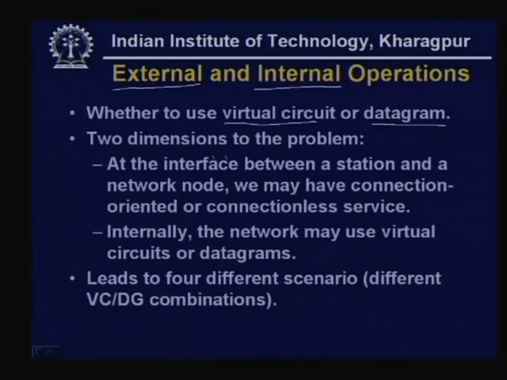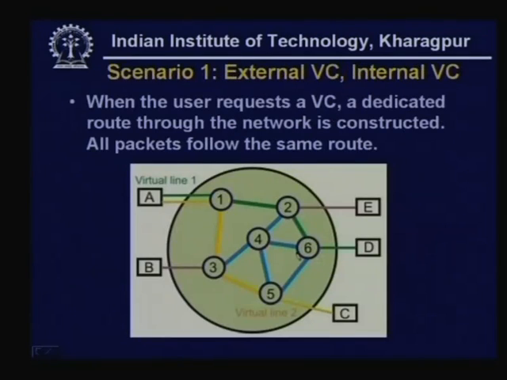So, there are 2 dimensions of the problem. At the interface between a station and a network node, we may have connection oriented or connectionless service. Internally, the network may use virtual circuits or datagrams. This will lead to 4 different scenarios. Let us explain each of them one after the other. First one is the external VC and internal VC. So, in both cases it is virtual circuit.